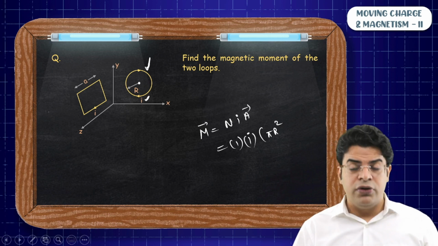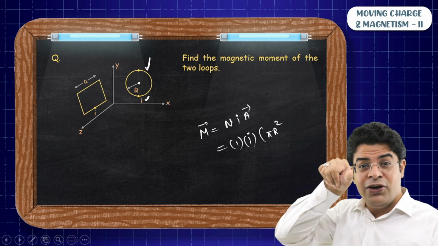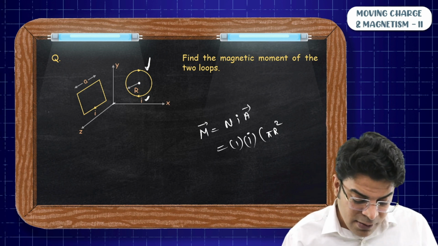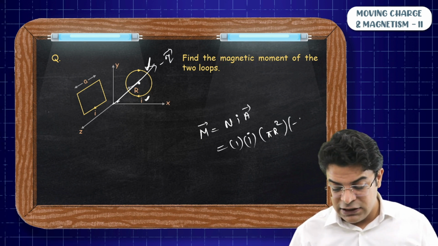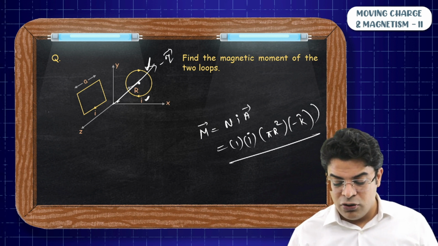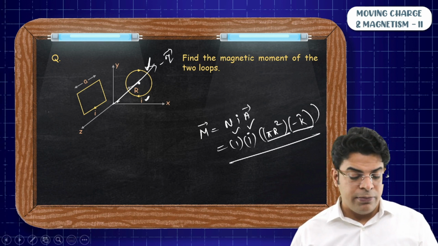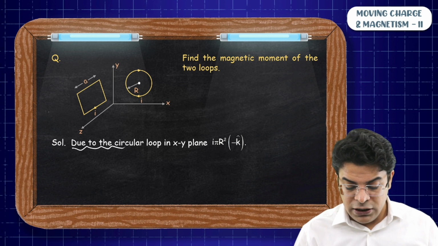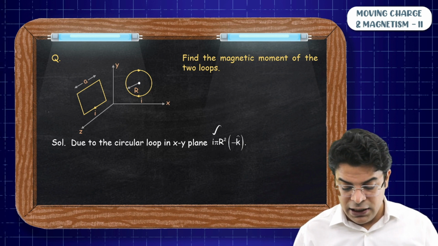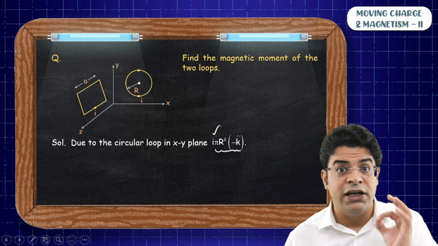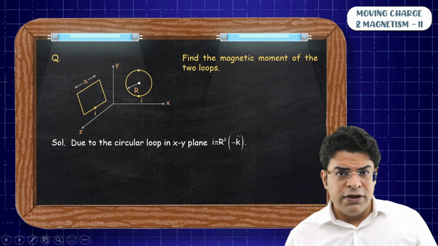In this particular loop, you can see that the current is clockwise. So curl the fingers of right hand in the clockwise sense. Where does your thumb point? Into the screen. Into the screen means that your thumb points in the direction of negative z, so the direction is minus k cap. So this is your magnetic moment: number of turns 1, current I, area vector pi r square minus k cap. Due to the circular loop placed in the xy plane, the magnetic moment is 1 times I times pi r square times minus k cap. Now let's write the magnetic moment associated with this square. You will say that, sir, it's easy.